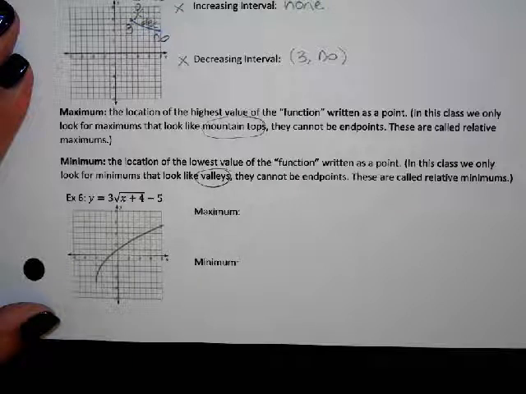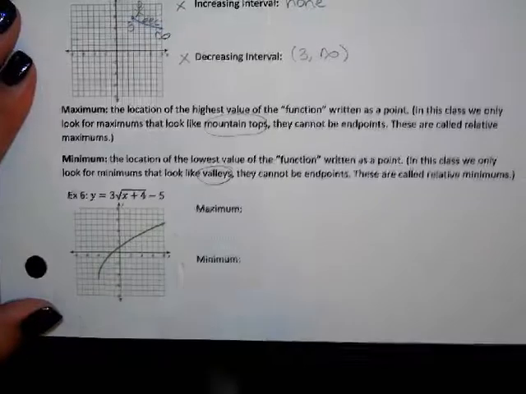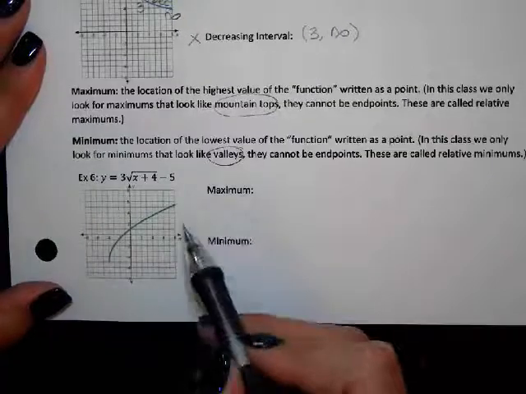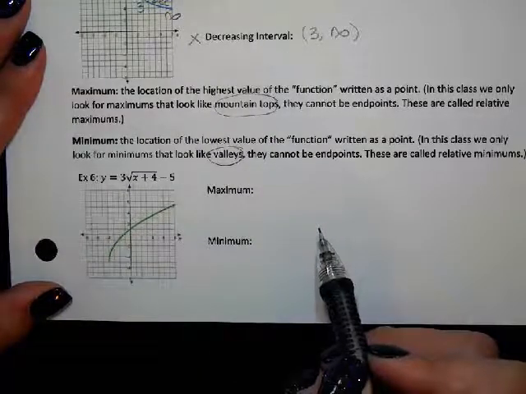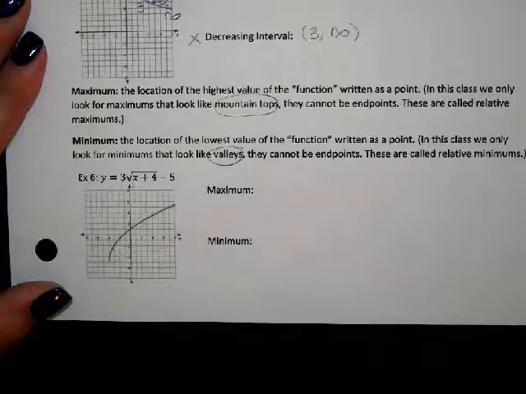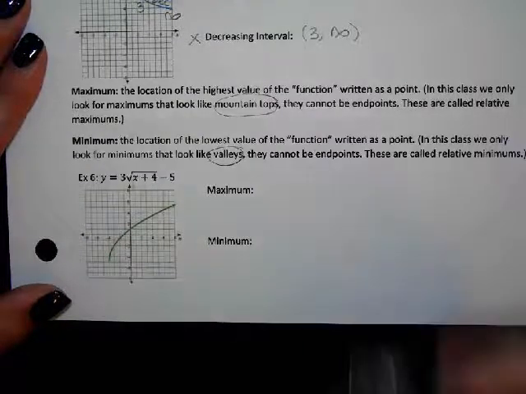If you look at this example, example 6, I don't see something that looks like a mountaintop, I don't see something that looks like a valley. So this is interesting compared to what we've dealt with before, in that we don't have a maximum, we don't have a minimum. So I'm going to say none for both. None, none.